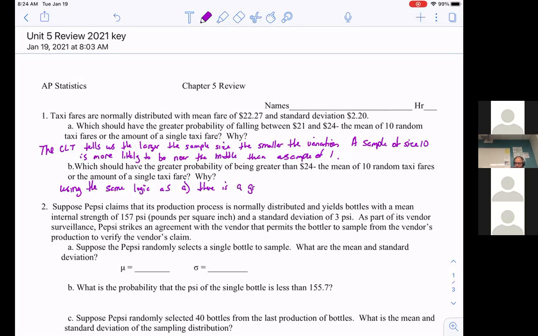There is a greater chance of having an unusually large or small sample mean when sample size is small. I suppose we need to answer that somewhere. A single taxi fare.